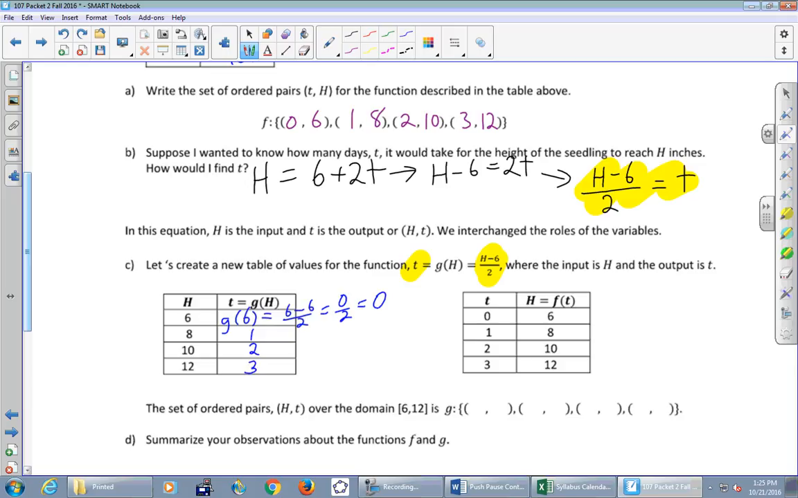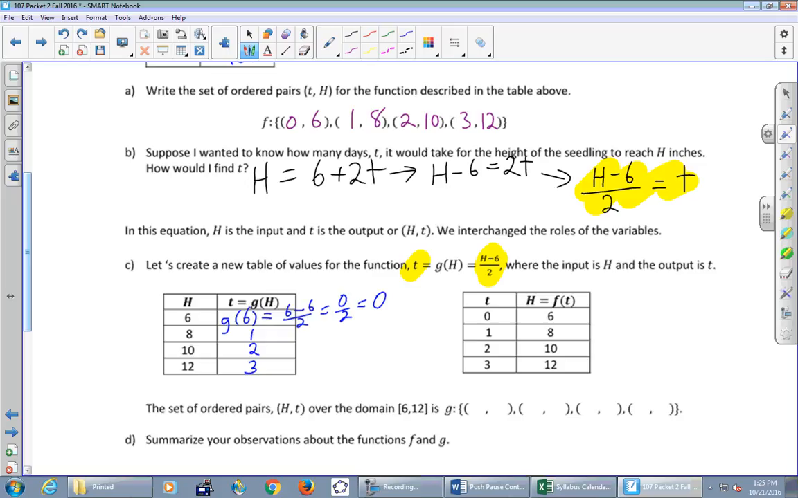And this other table right here is just copied from the one that we have up above. And what do we notice about these 2 tables? Just flipped, right? Originally it was a 0 and a 6, and now it's a 6 and a 0. It was 1, 8, now it's 8, 1.